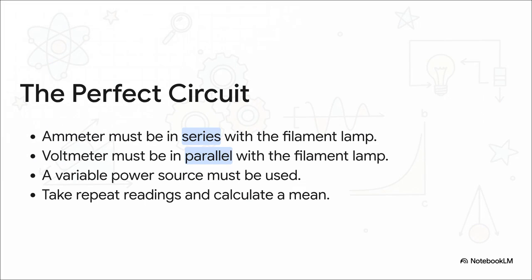You know, the mark scheme is incredibly specific about the circuit diagram. The placement of the ammeter and voltmeter, that's non-negotiable. You also have to mention how you'll vary the potential difference. And hey, if you really want to push your answer into that top band, adding little details like taking repeat readings and calculating a mean shows you really know your stuff when it comes to experiments.